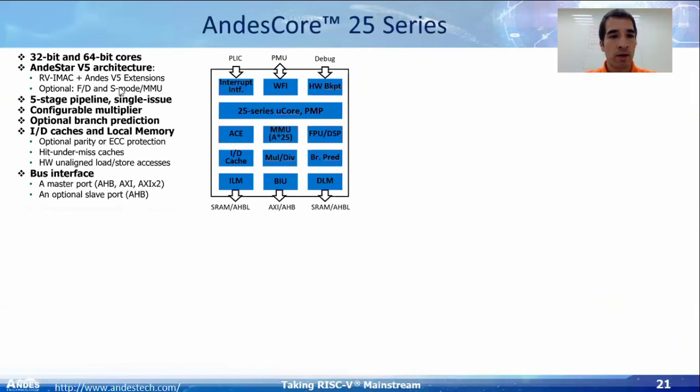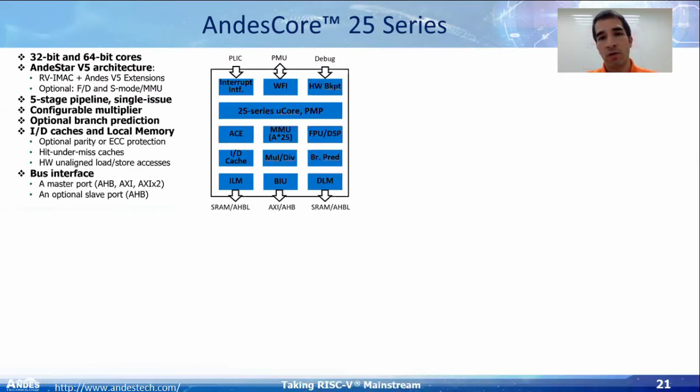Then some overview. I will go very quickly over it. Here I just chose the 25 series. That is a 5-stage pipeline, single issue. It has a configurable multiplier, so you can configure it for very fast and a lot of die area, or for more slow and less die area. It has instruction and data caches and local memory. There's optional parity or ECC protection. And for the bus interface, you can choose to have AXI or AHB.